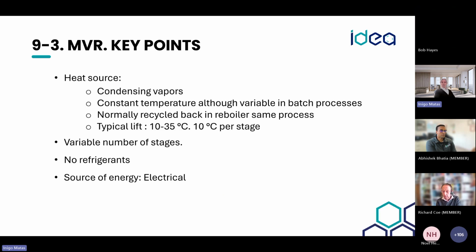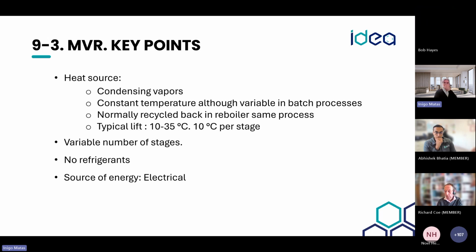Okay, so what are the key points? Again, similar to the TVR, the heat source is the condensing vapor, normally from the same process. Normally at the beginning this was used in continuous operation. The vapor temperature was constant and this was operating at the same point. But this is easy to control. By fitting a variable speed drive on the fans, we can adjust what lift is required. So even on batch systems, we have more recently seen implementation of this type of technology.